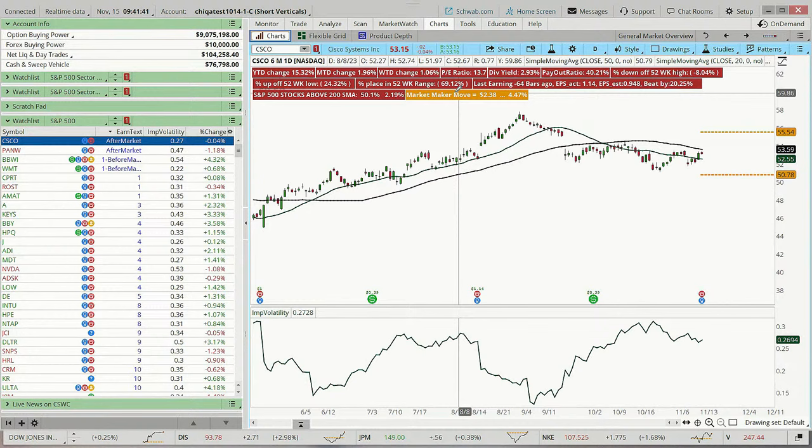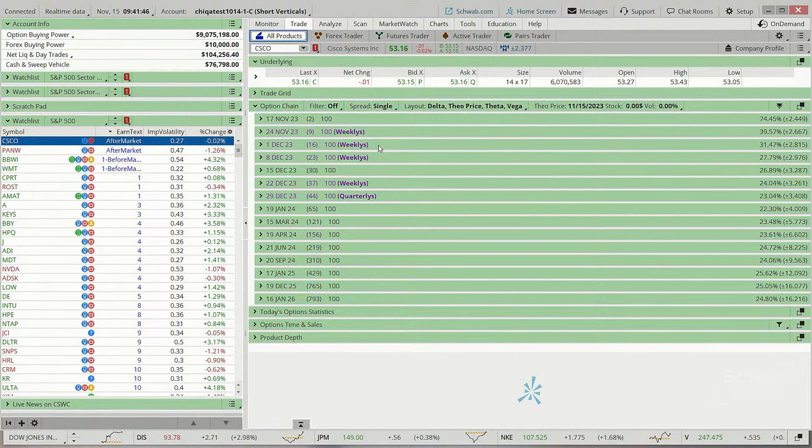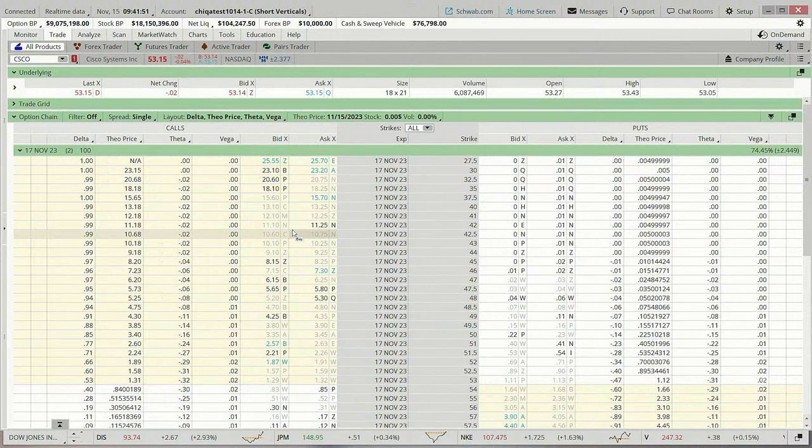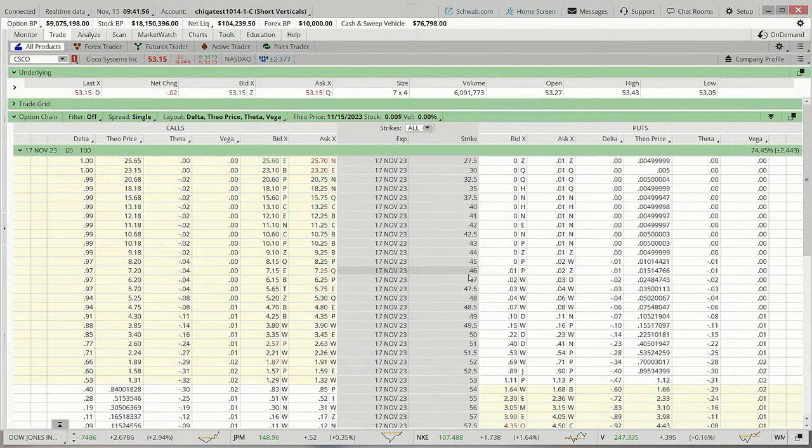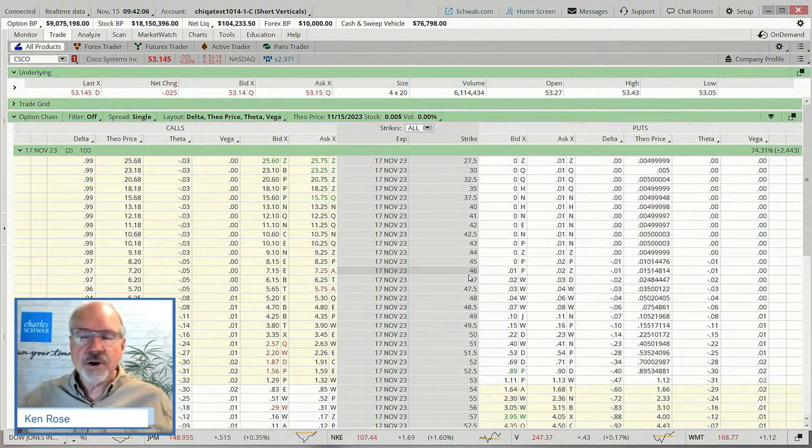I'm going to come up here to the trade page. And here we're on the trade page. Let's open that trade page up. And now, investors, when we are doing something like this over an earnings announcement, we don't really go by the deltas because earnings can be so volatile and uncertain. We're just going to use the market maker move, okay?